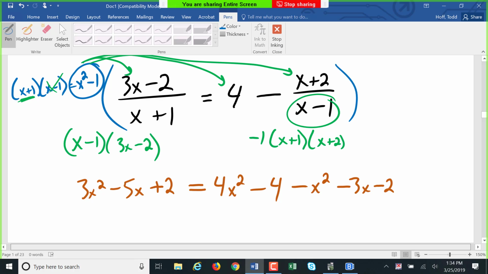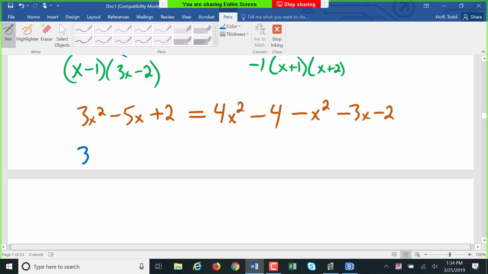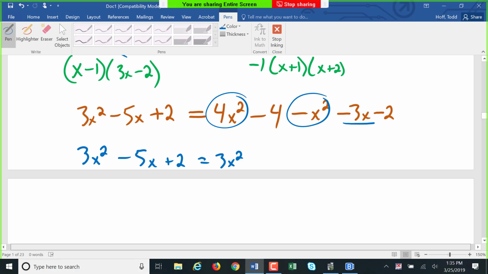Okay, so on the left side, there's nothing to combine. So that's going to stay 3x squared minus 5x plus 2. On the right side, 4x squared minus x squared is 3x squared. We have the negative 3x. Negative 4 and negative 2 is minus 6.